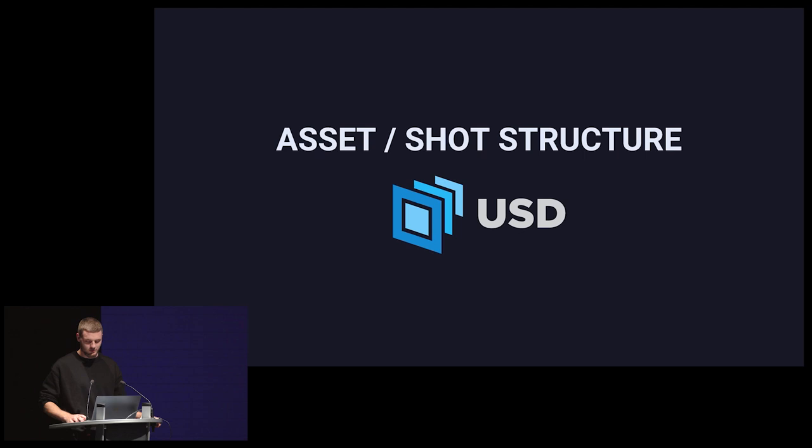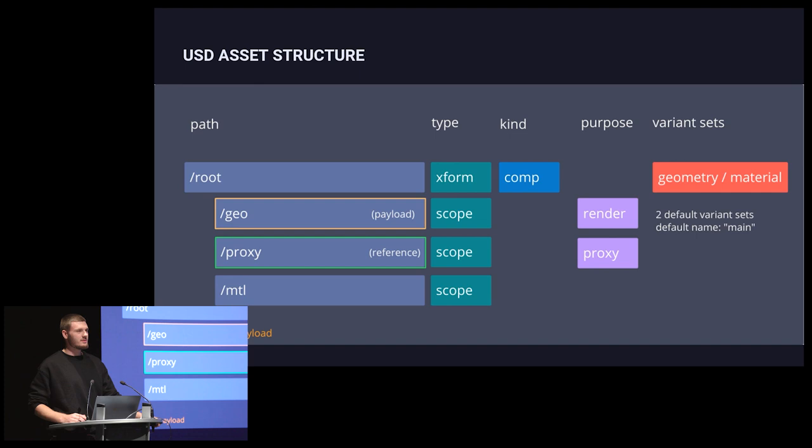So this is what you would essentially see in a USD file viewer in the scene graph. We start with an XForm primitive called root with the component kind. Underneath, we have a geo, proxy, and materials primitive. And as these are purely used for organizational purposes, they share the primitive type scope, which prevents transforms from being applied whatsoever. And note that only the root primitive is actually an XForm, which should be used when you transform the asset in your scene.